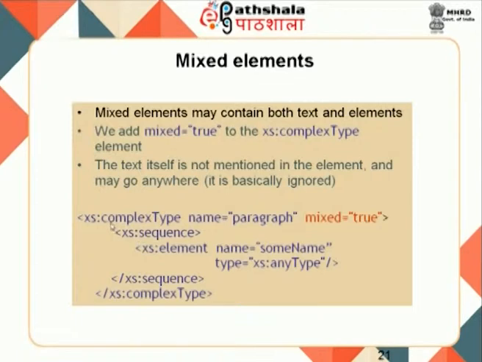So here you can see that the name of the element is paragraph. The paragraph is a mixed type. So you will say that it is of complex type, and you now use mixed equal to true, because this paragraph contains elements and text, and you want to sequence it. You say that paragraph contains another element called some name, and the type is going to be of any type, and then you sequence it. So what is important here is that if you want to define a mixed element, then in the complex type element tag, you have to use the keyword called mixed equal to true.